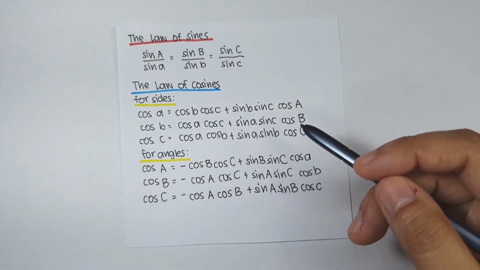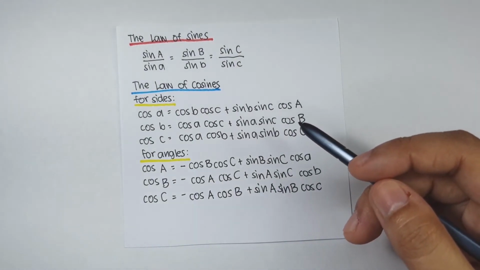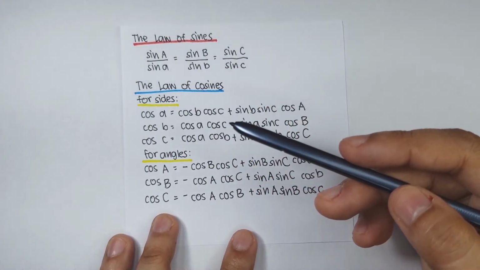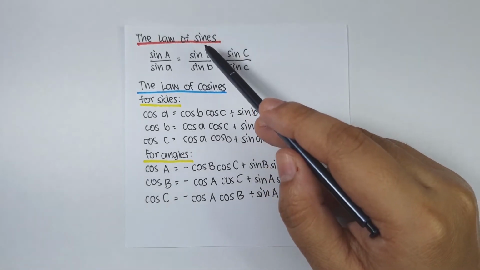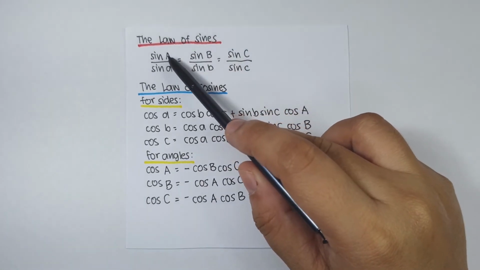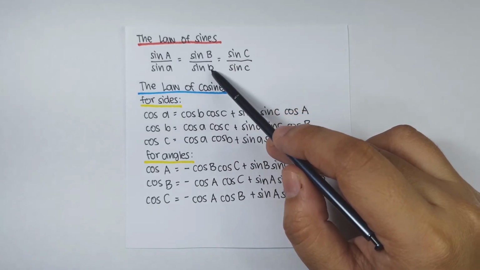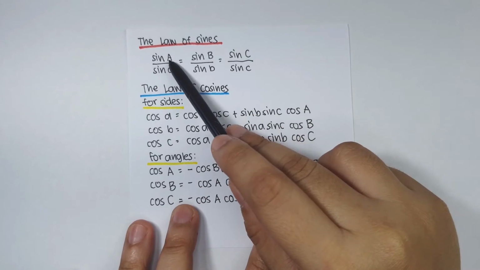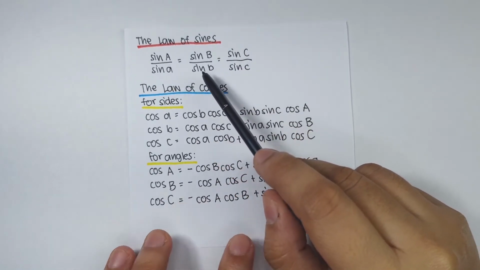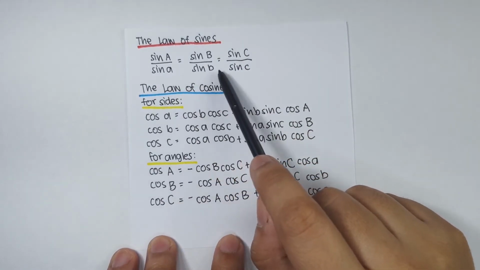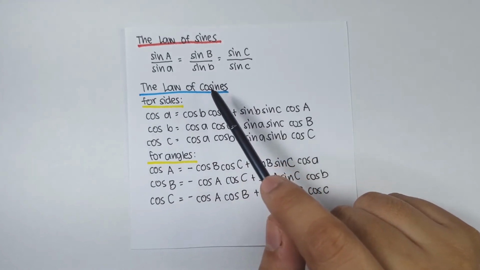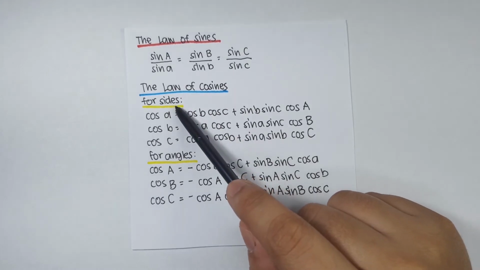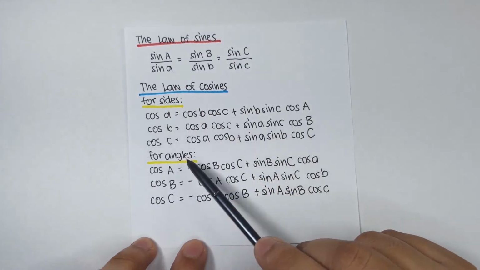Now to solve for oblique spherical triangles, you need to familiarize yourself with the law of sines and cosines. The law of sines is very easy to memorize. It's just sine A over sine a equal to sine B over sine b equal to sine C over sine c, where the capital letters A, B, and C are angles, and the small letters a, b, c are the sides. For the law of cosines, you have two versions: the law of cosines for sides and the law of cosines for angles.